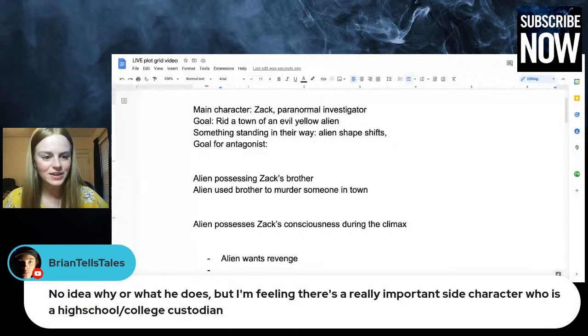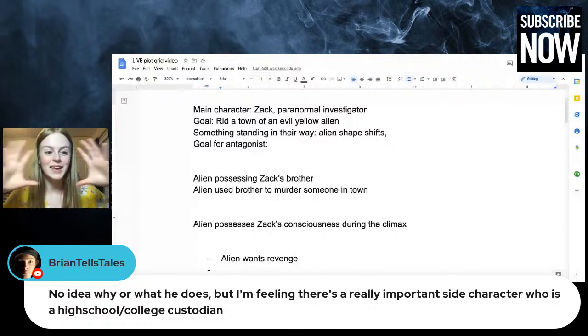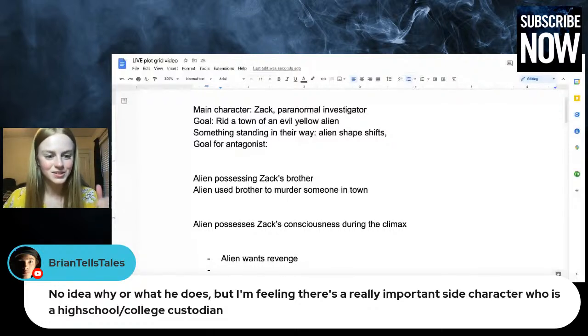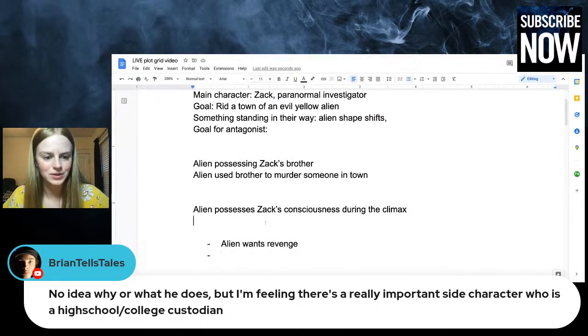Brian Tells Tales said, no idea why or what he does, but I'm feeling there's a really important side character who is a high school college custodian. Okay. We will write this down. We're going to get to side characters too. Whenever I plot, I always start right in the middle and then we grow outwards, because we have to figure out what the major theme of this story is going to be about, and what other side characters we can create around it in order to drive that message home. So, all right, we're going to put down high school custodian.